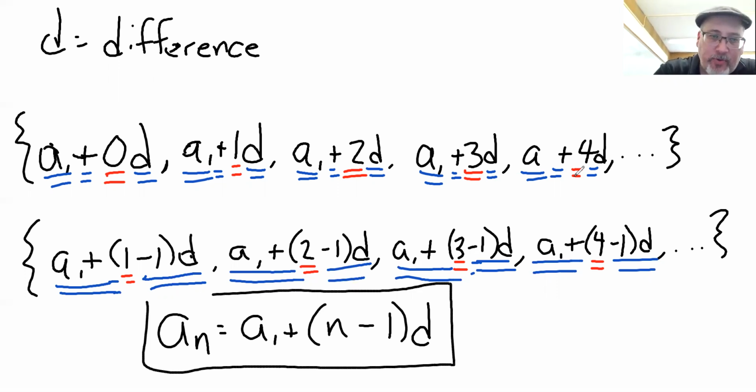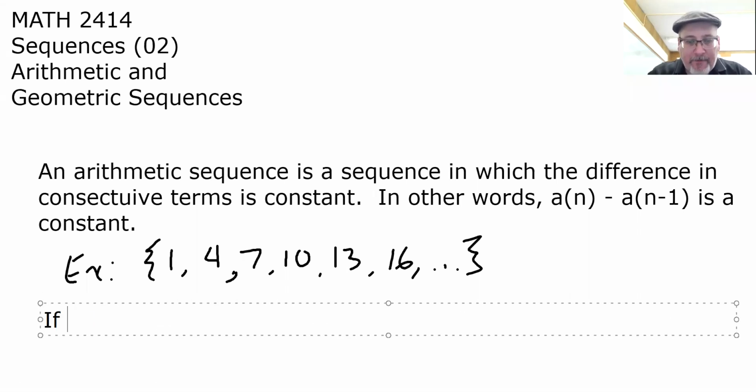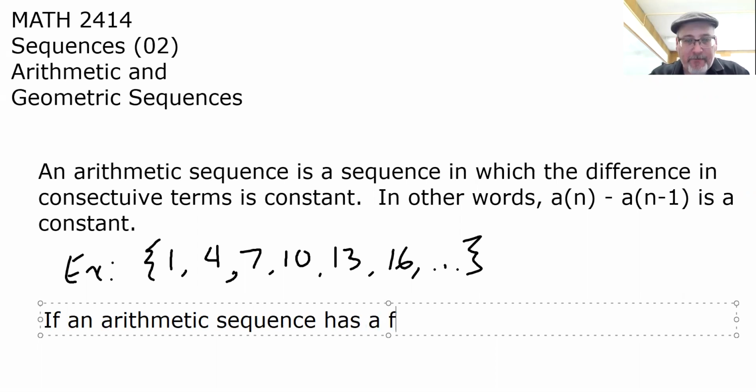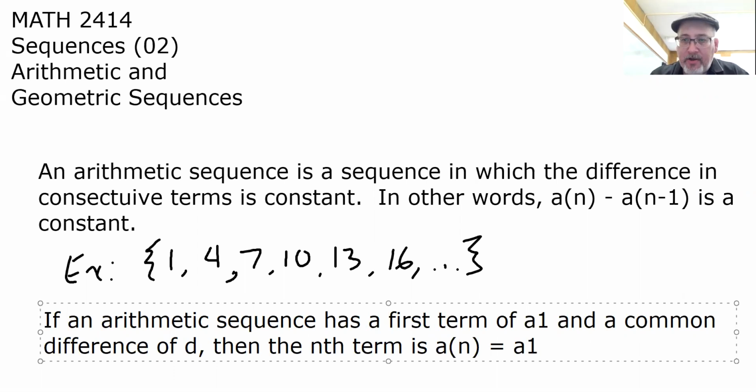Now, I could have just told you this is the formula for coming up with the explicit representation of an arithmetic sequence, but that's no fun. But I will type it here. All right, so if an arithmetic sequence, S, has a first term of A1 and a common difference of D, then the nth term is AN, that in parentheses, A1 plus n minus 1 times the difference.